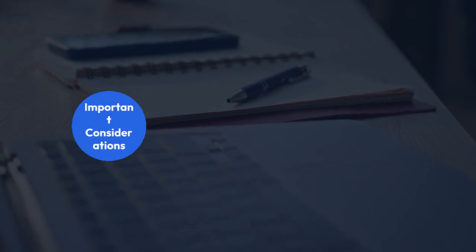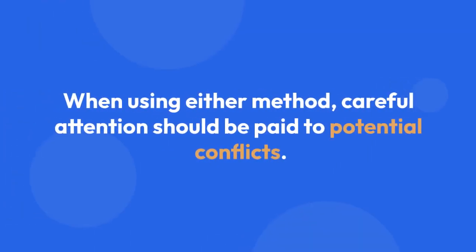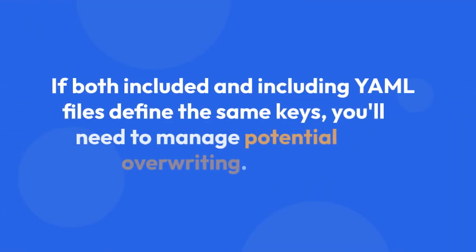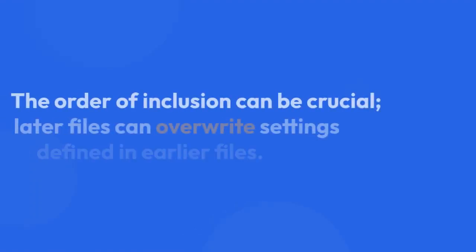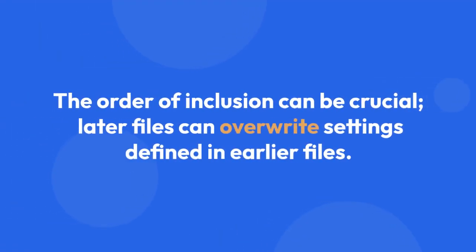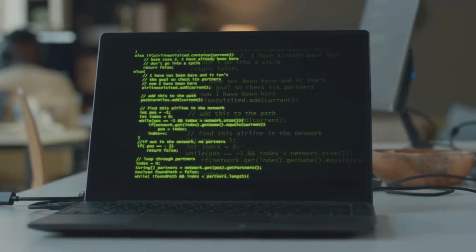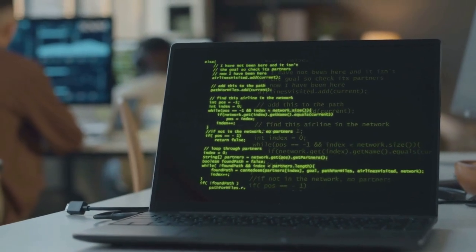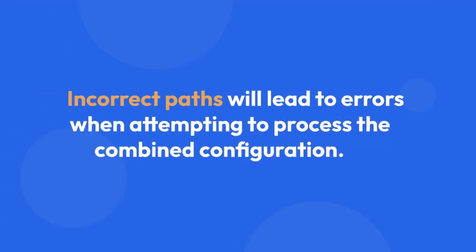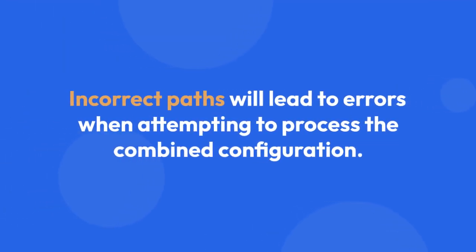3. Important considerations. When using either method, careful attention should be paid to potential conflicts. If both included and including YAML files define the same keys, you'll need to manage potential overwriting. The order of inclusion can be crucial. Later files can overwrite settings defined in earlier files. Also, ensure the paths to your included files are correct relative to the location of the main YAML file. Incorrect paths will lead to errors when attempting to process the combined configuration.